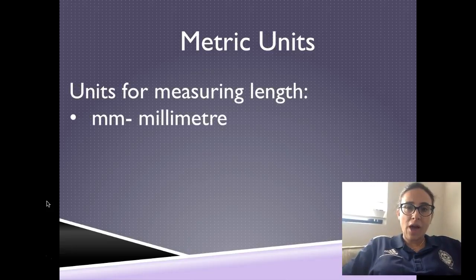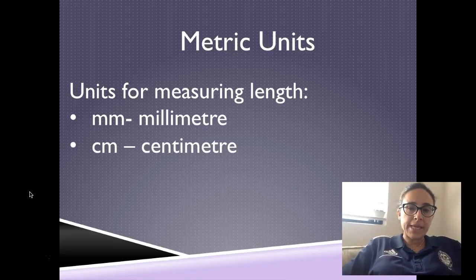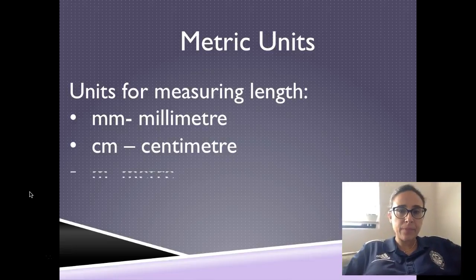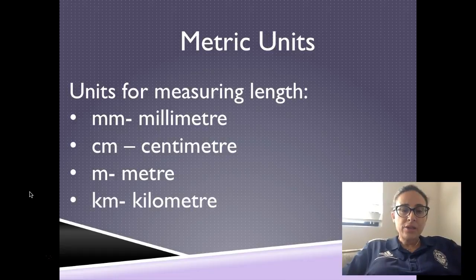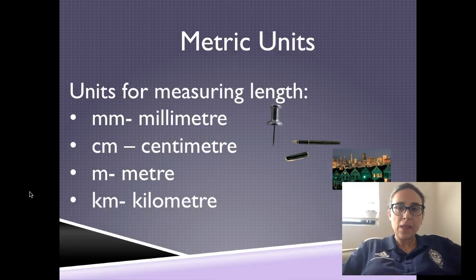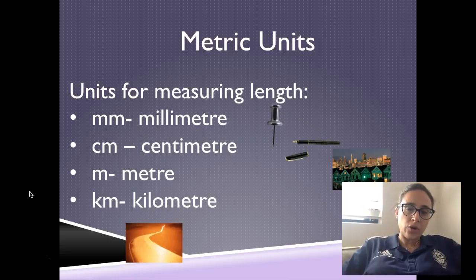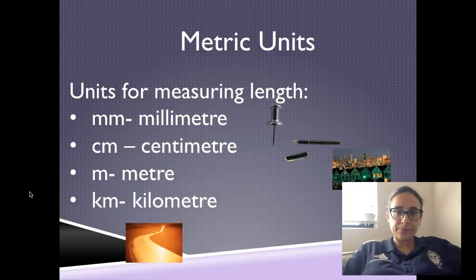Metric units for measuring length are millimetre, represented as mm, centimetre, represented as cm, metre, represented as m, and kilometre, represented as km. You would measure a pin using millimetres, a pen using centimetres, a street using metres, and a long windy road using kilometres.